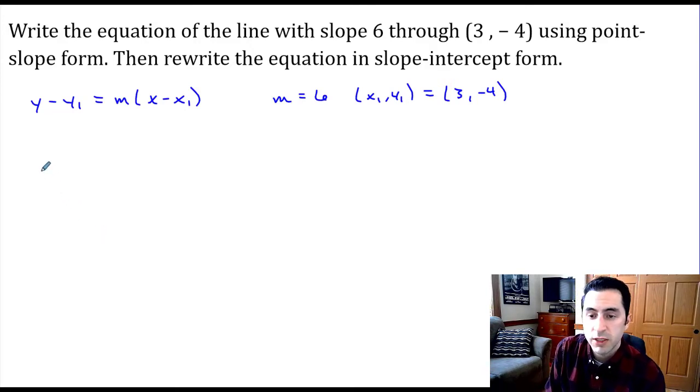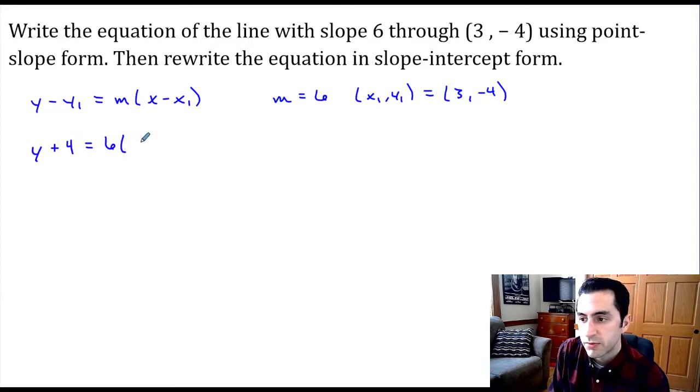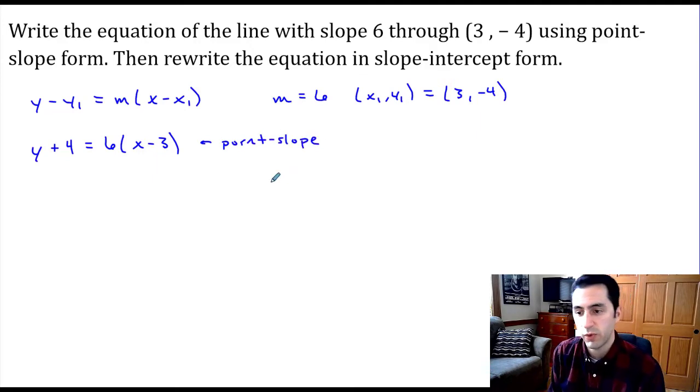So then to write the equation of the line, all we have to do is substitute in this information we know. So we have y minus a negative 4 is going to turn into plus 4. Our slope is 6. And then we have x minus x1, so x minus 3. And that actually is it. That is our equation in point-slope form. And that is a perfectly fine way to write the equation of a line.